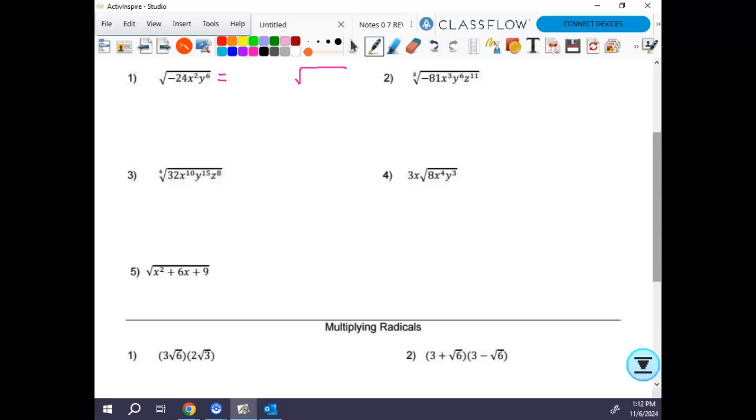If this is a square root and I have a negative, what do I know is going to be in my answer? I. So I can go ahead and take care of the I, because it would come after everything else and right before the square root. I'm just going to put him there. So I've taken care of that part. Then I'm going to look at the 24. Okay? So the 24, not a perfect square, so I'm going to do the tree.